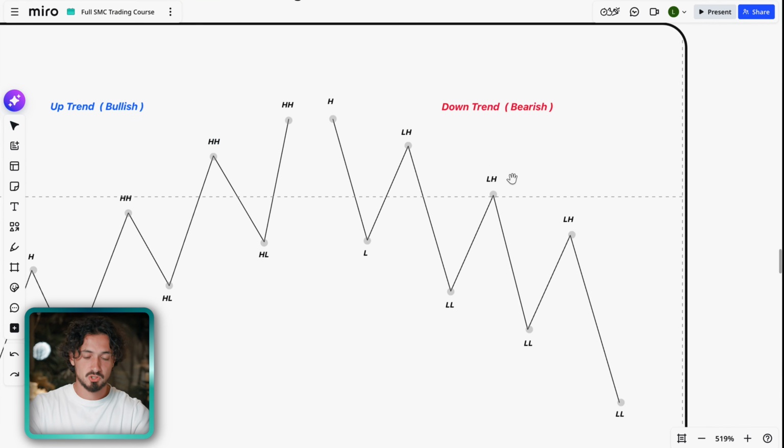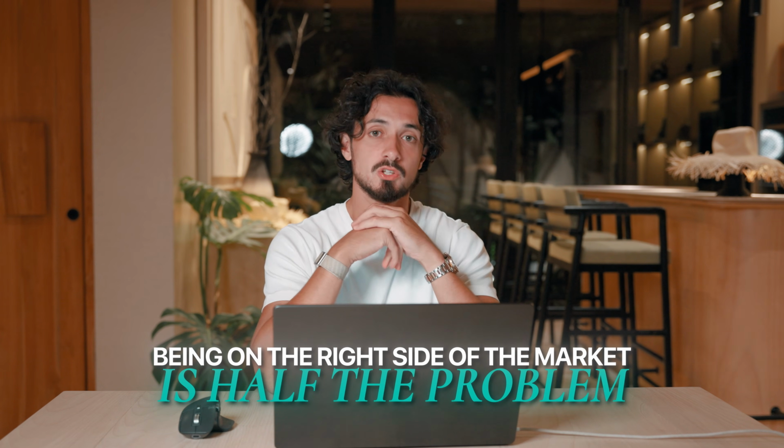We have truly how to map the trend and the importance of the trend, because the trend is our foundation for which direction we trade. And being on the right side of the market is half the problem. You can have the best entry concepts, the best liquidity ideas, the best order blocks and fair value gap ideas, but none of that matters if you're on the wrong side of the market, because none of it will hold.